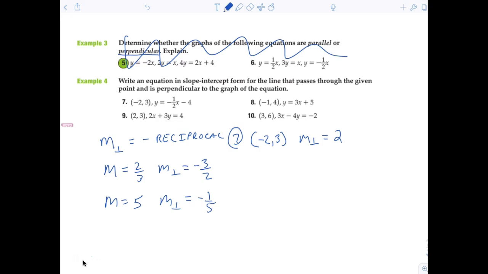Here we go. For number 7, y minus 3 equals 2 times x plus 2. Now, if you're unfamiliar with that, please let me know. Very good on that? All right, now I'm going to distribute. So y minus 3 equals 2x plus 4. And then add 3. So y equals 2x plus 7. Do you agree with that?